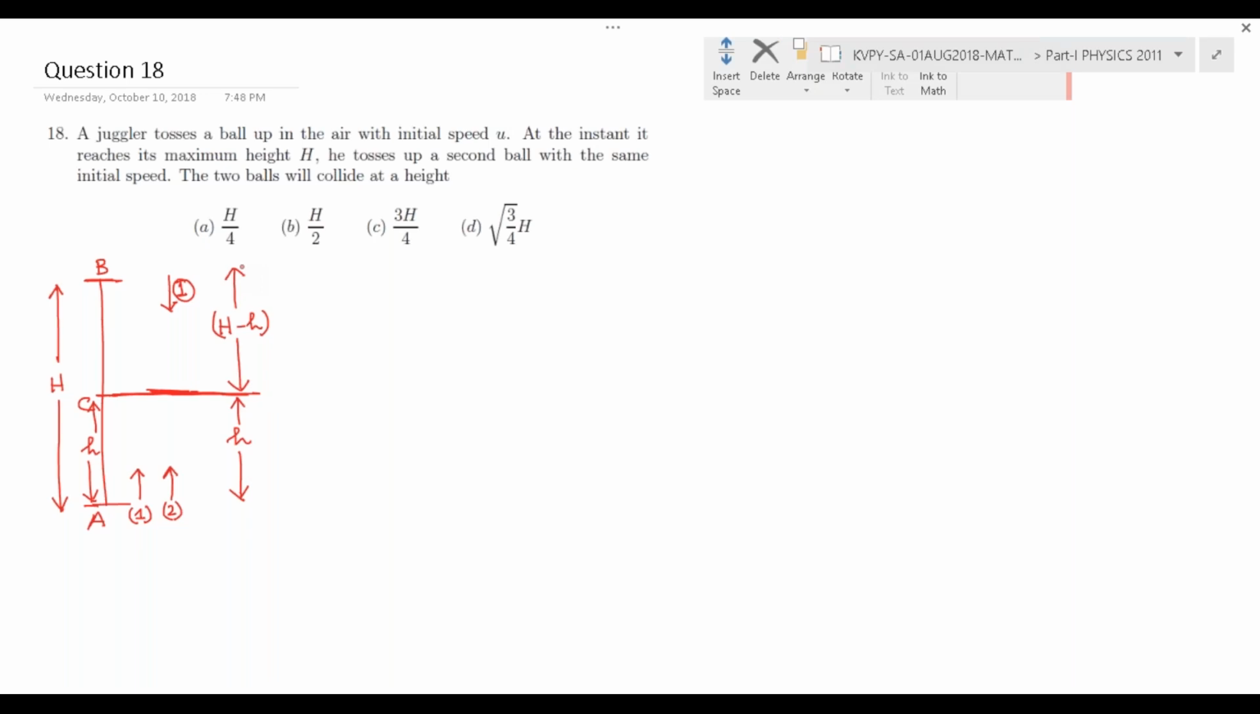Clear, I hope. Now let's synthesize the statement. The first ball will cover the path BC, let us assume it will take t time after the second ball is thrown from the ground. So in that t time, what will happen? We are assuming that after the second ball is thrown, after t time, both the balls collide at the point C.